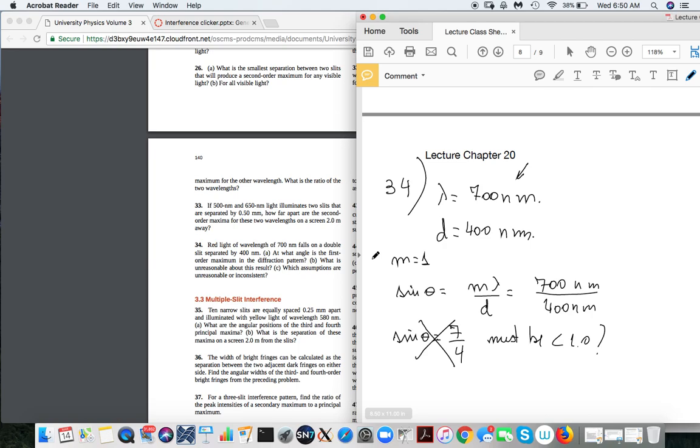So I don't know what's going on. Something is wrong, and I think I remember some of you commenting on that. So, what is unreasonable about this result? Okay, so this is unreasonable.